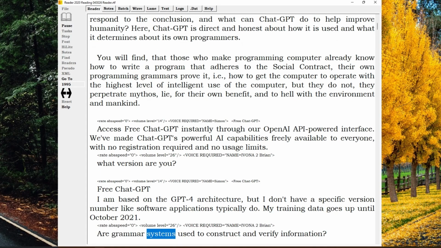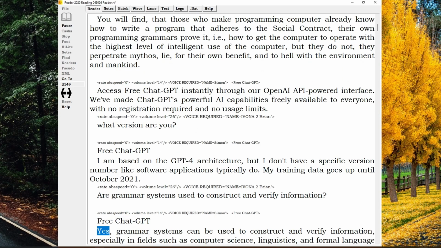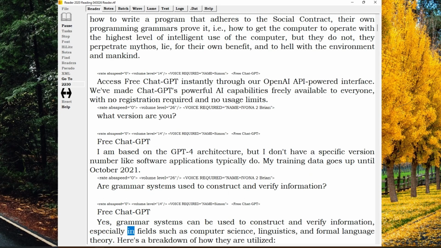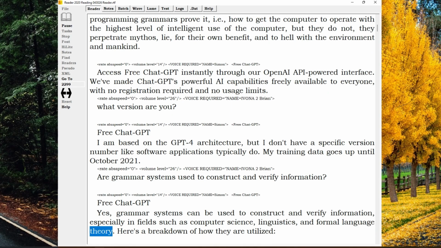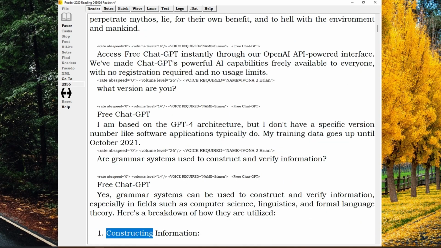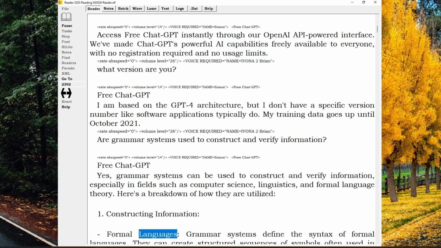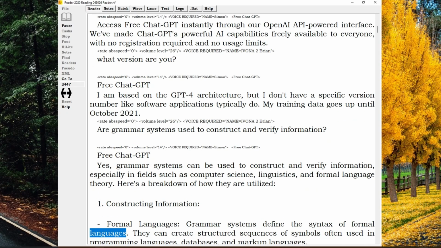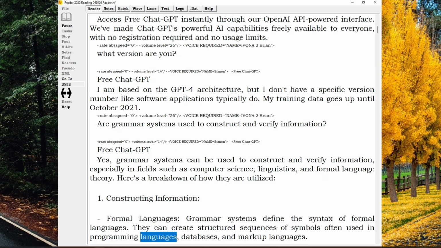Are grammar systems used to construct and verify information? Free ChatGPT: Yes, grammar systems can be used to construct and verify information, especially in fields such as computer science, linguistics, and formal language theory. Here's a breakdown of how they are utilized. 1. Constructing information. Formal languages. Grammar systems define the syntax of formal languages. They can create structured sequences of symbols often used in programming languages, databases, and markup languages.